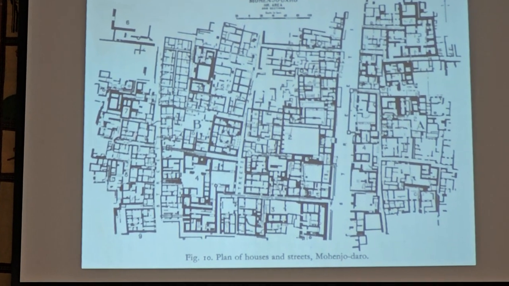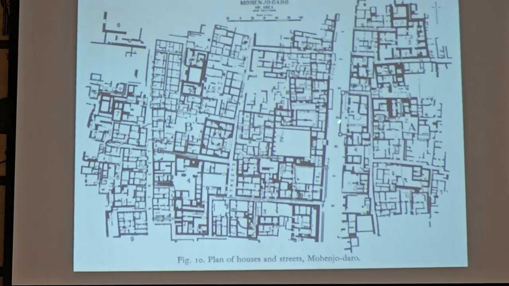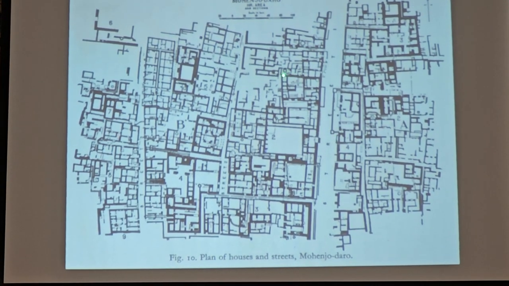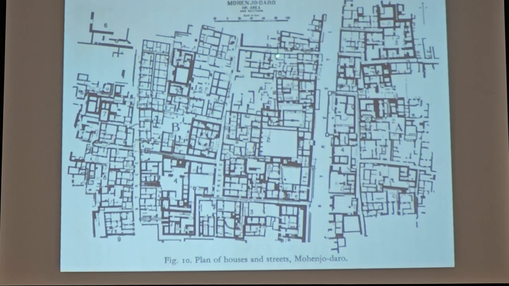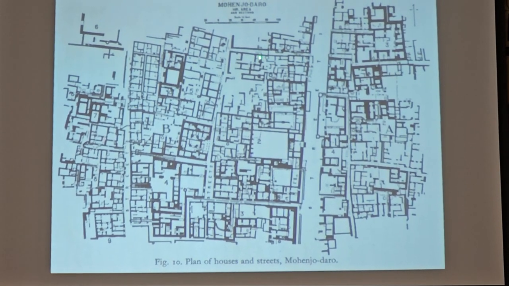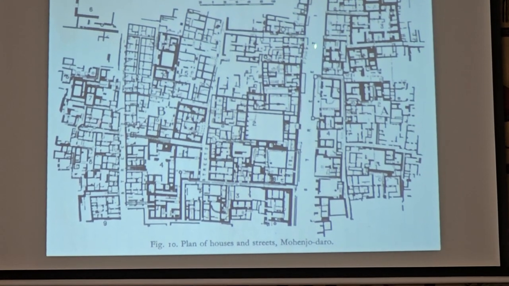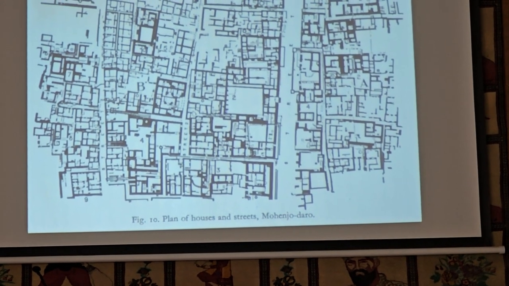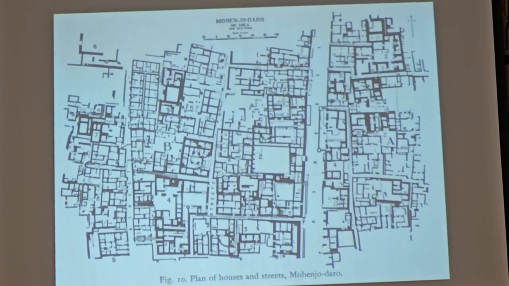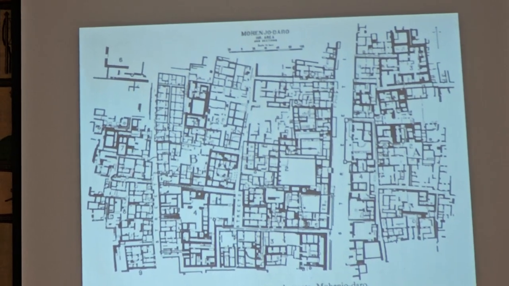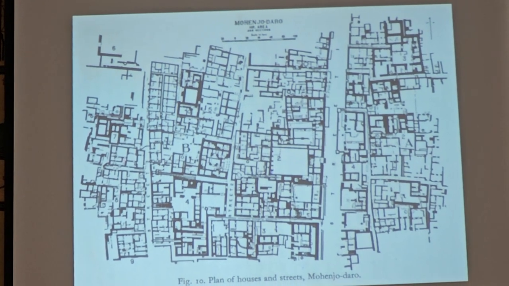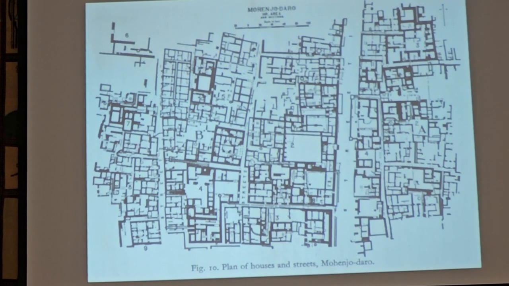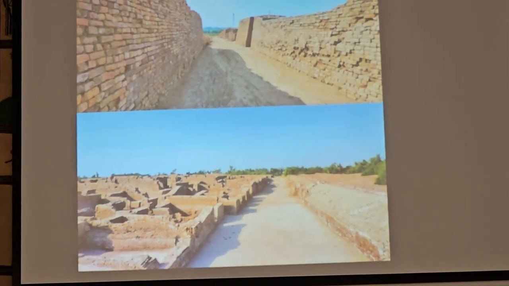So it is, acha, one more important thing: you can see that the houses, these are the houses, all the houses are open to the side lane, to the small street. No house is open to the main street. So it shows how the people of ancient times used to keep the privacy of their houses, because no door is open to the main street. This is also a very unique feature of the Indus Valley civilization.